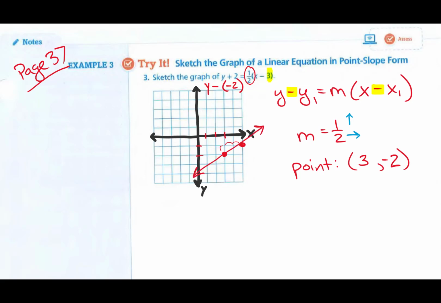Now we just connect. Oops, I kind of missed. You know what you do when you miss? Yeah, make the point bigger. There we go. And so this equation just wanted us to sketch the graph, and that's what we got.